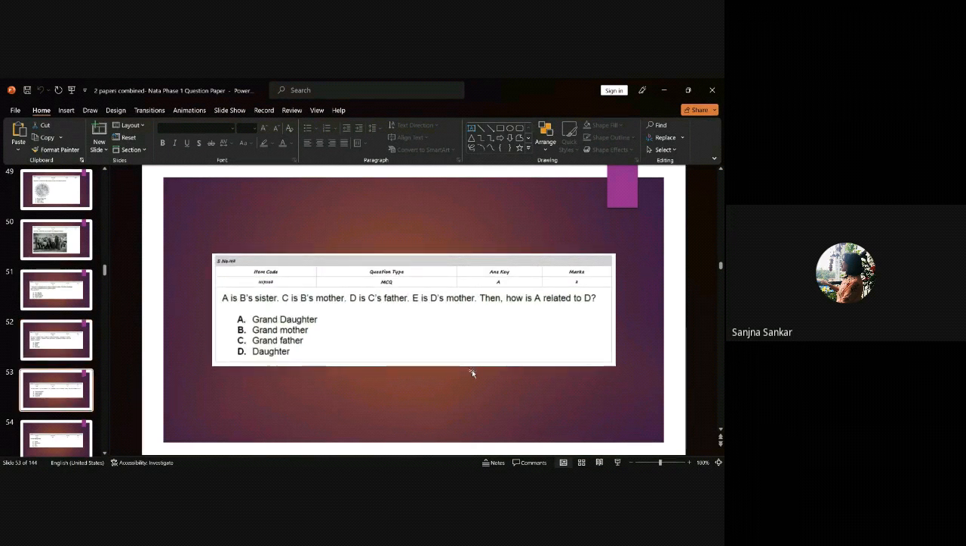Next question: A is B's sister. C is B's mother. D is C's father. E is D's mother. Then how is A related to D? So A is B's sister, C is B's mother, D is C's father, and E is D's mother. They are asking how A is related to D. So the answer is granddaughter. That's option A.